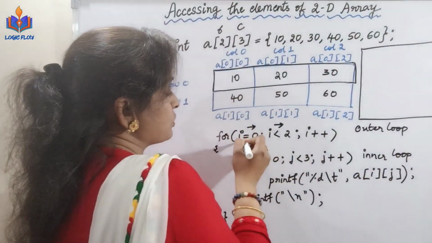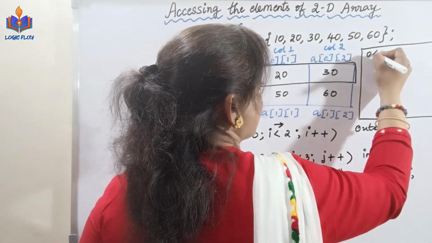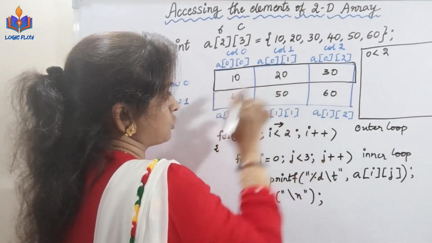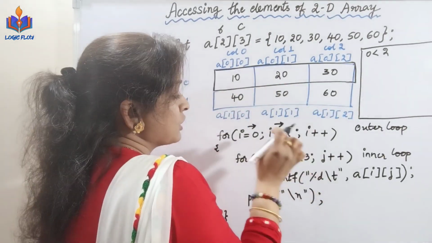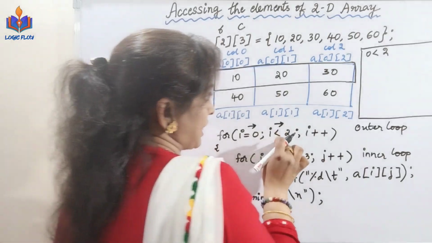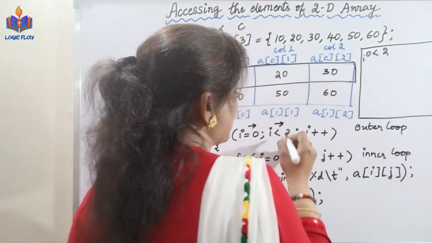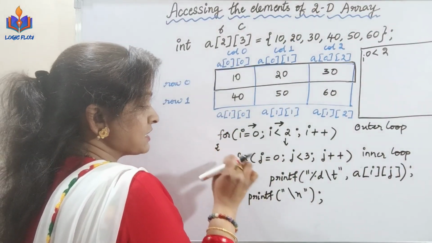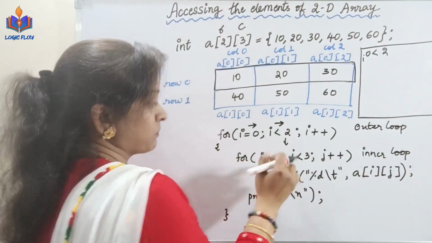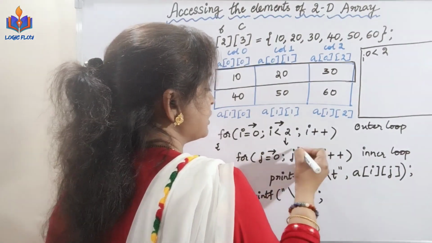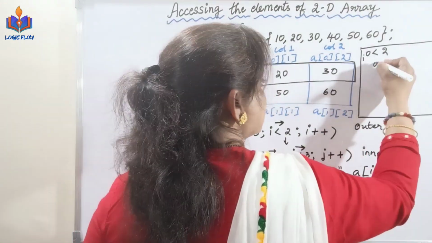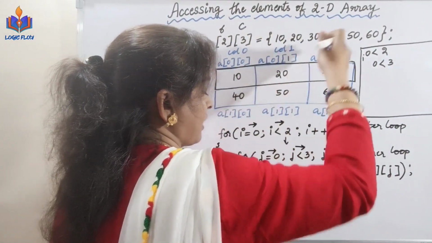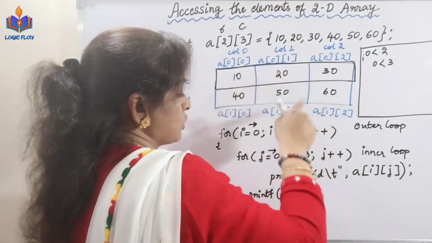So it is I equal to 0, 0 less than 2. The 2 indicates the number of rows: first row, second row. Right? So I equal to 0, I less than 2. This is the I value. The condition is true, so I get inside this block. Here, when I get inside this block, the inner loop starts. I say j equal to 0, j less than 3. 0 less than 3. This 3 indicates the number of columns: first, second and third. 3 columns, 2 rows.